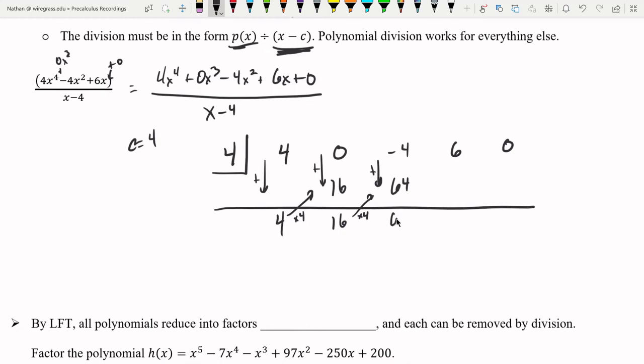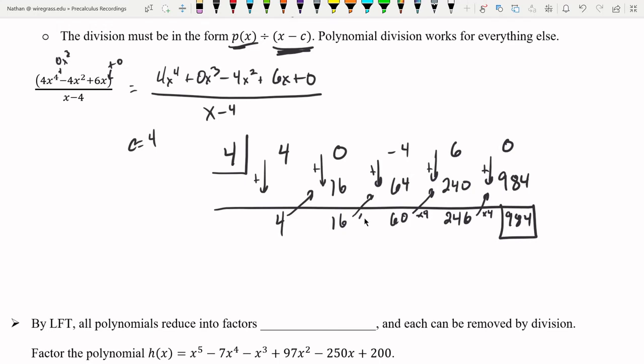Add going down, we're going to get 60. Multiply going up by 4, so 60 times 4 is 240. Add going down, 246. And multiply by 4 going up. That's going to be 984. Finally, we add going down. 984 is our remainder.